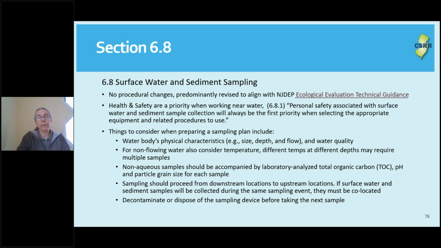Non-aqueous samples should be accompanied by laboratory analyzed total organic carbon and particle grain size for each sample. And pH. Sampling should proceed from downstream locations to upstream locations. If surface water and sediment samples are to be collected at the same time, they should be co-located. And again, decontaminate or dispose of your sampling device before taking the next sample.